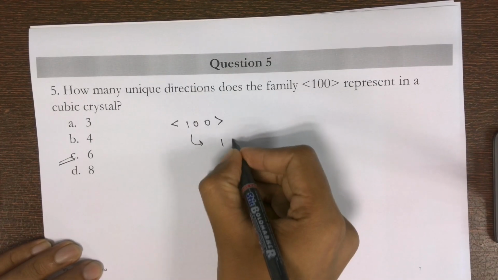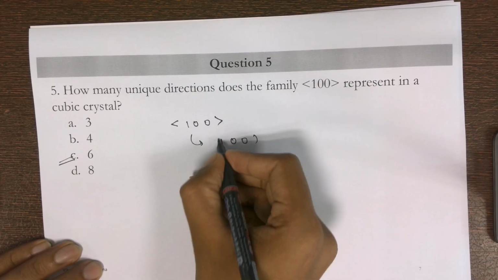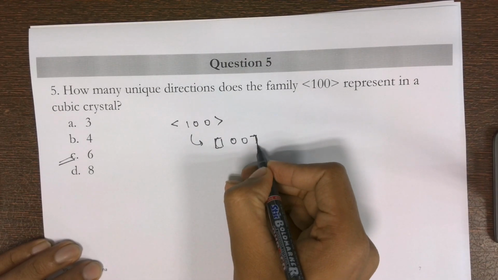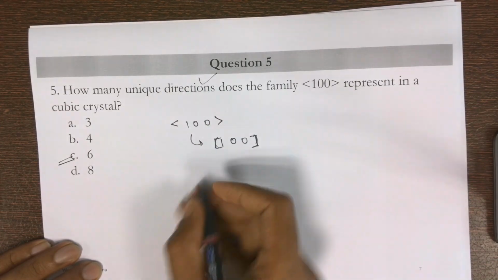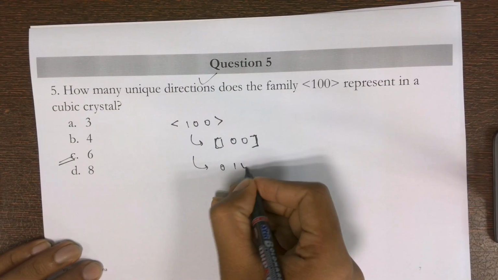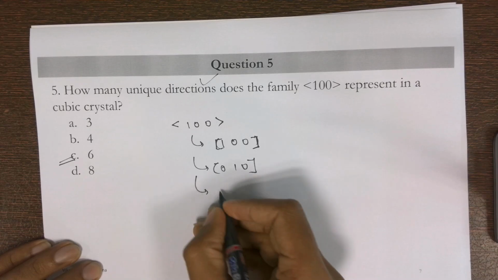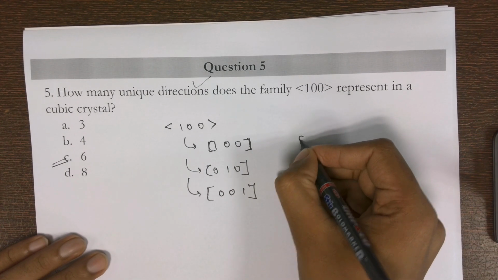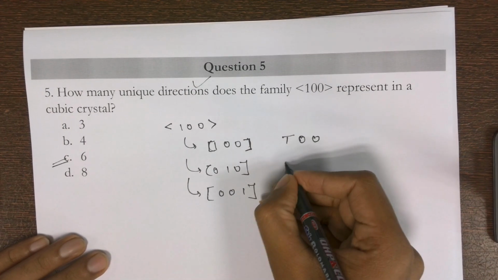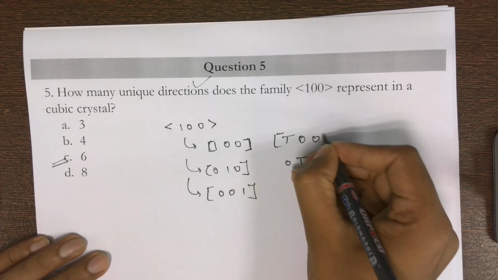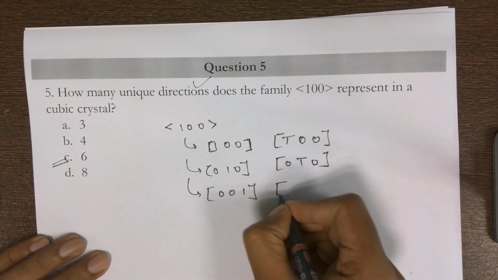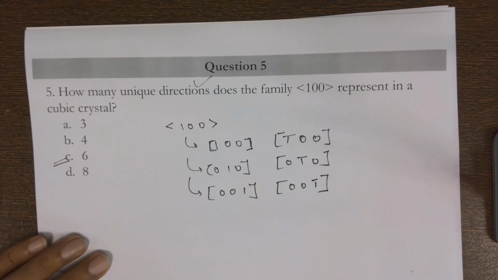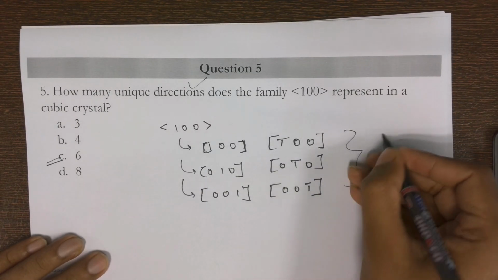It contains 1, 0, 0. Sorry, I should write the square bracket. We are talking about the directions. 0, 1, 0. 0, 0, 1. And they are correspondingly negative of them. 1 bar, 0, 0. 0, 1 bar, 0. And 0, 0, 1 bar. Right. Very good. The right answer is 6 total.